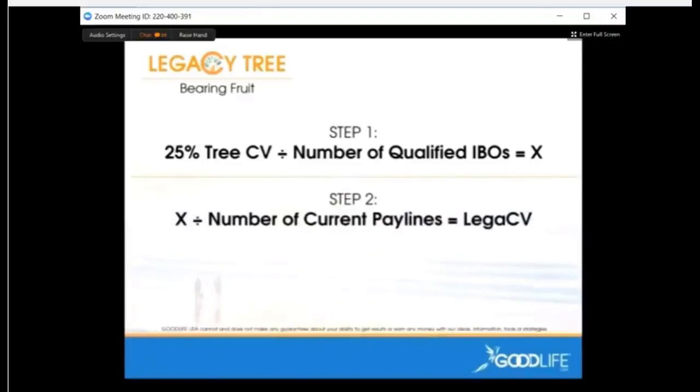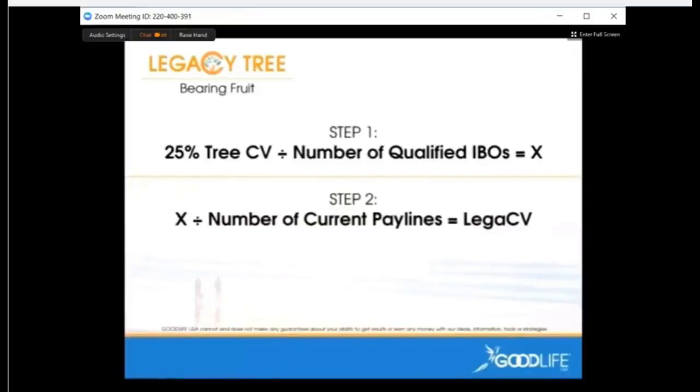What happens next is, you take X, which is that number, and we divide it by the number of current pay lines. I know this sounds all complicated. It's a little bit. Once you actually see it all laid out, it makes sense. In other words, if we only got 4 pay lines deep filled in the legacy tree, then we're only going to pay on 4 pay lines. If we got 8 pay lines filled, we're going to pay on 8 pay lines. If we got 20 pay lines filled, then we're going to pay on 20 pay lines.